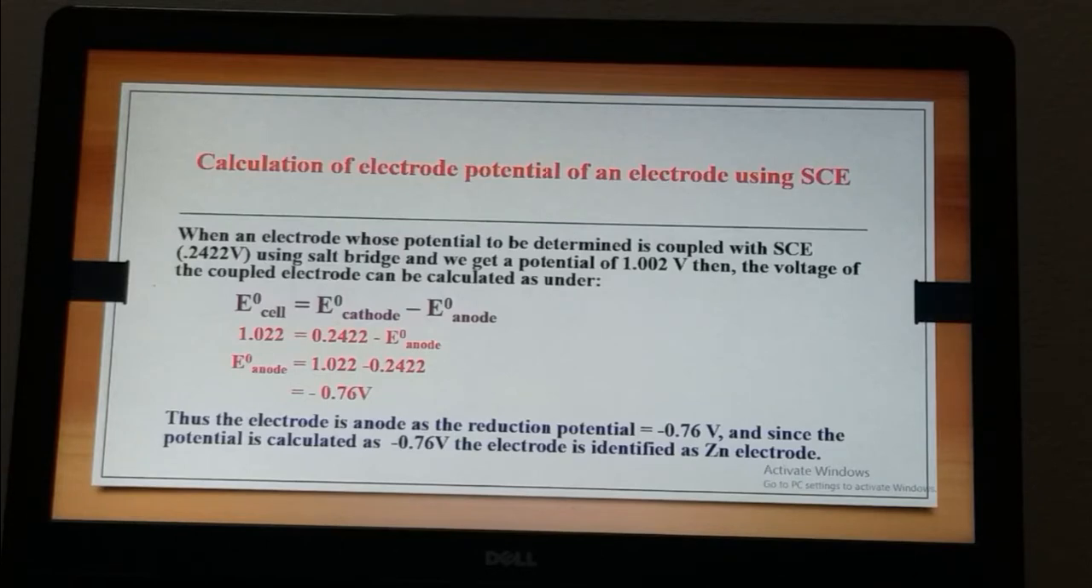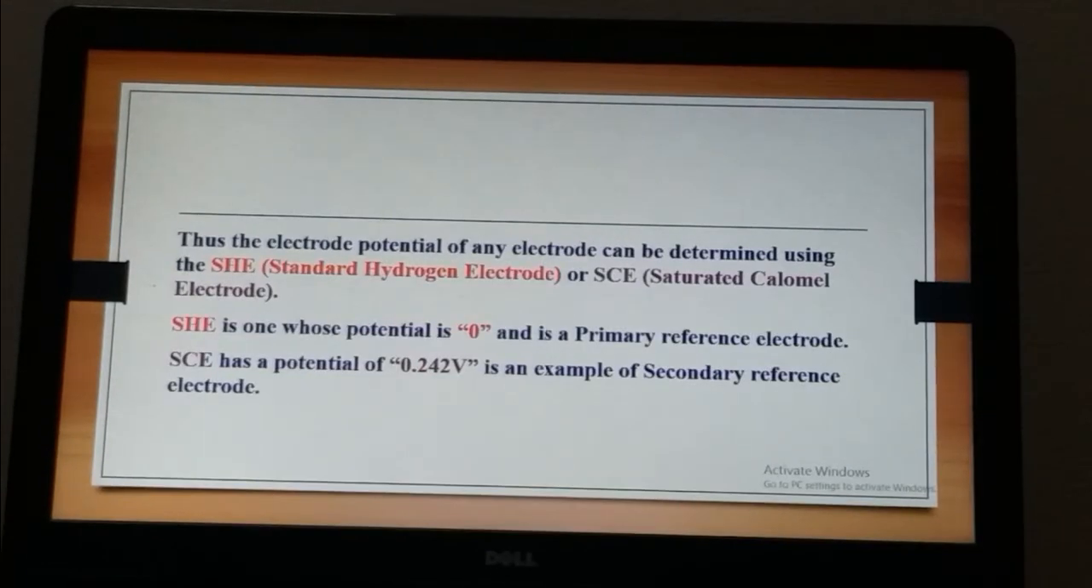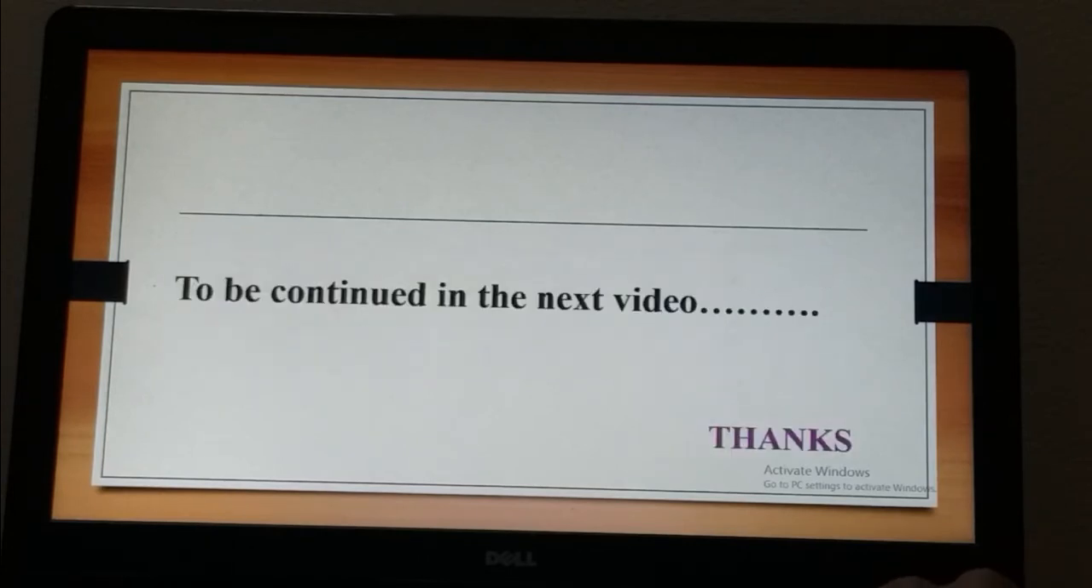So this is how we can calculate the single electrode potential using the reference electrodes such as SHE, standard hydrogen electrode, whose potential is 0, and SCE, that is the saturated Calomel electrode, whose potential is 0.2422 volts. In my next lecture, we will be talking about the different types of electrodes, half cells, and also the various types of reference electrodes.